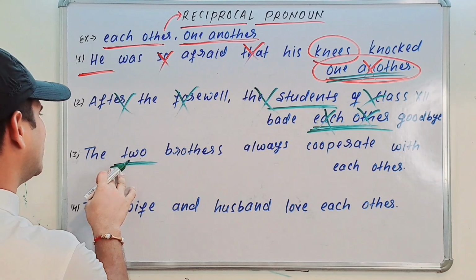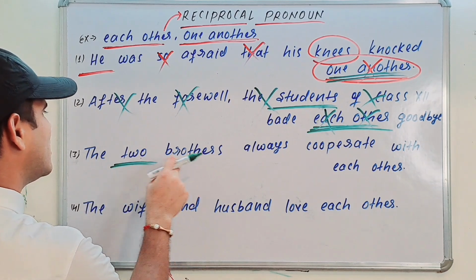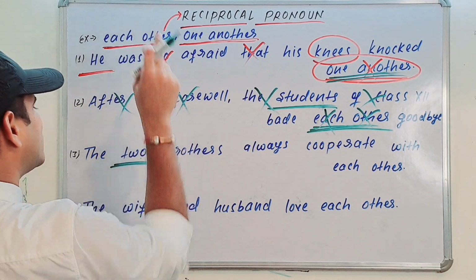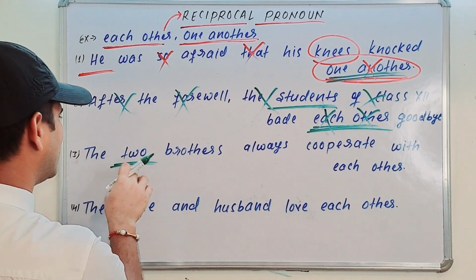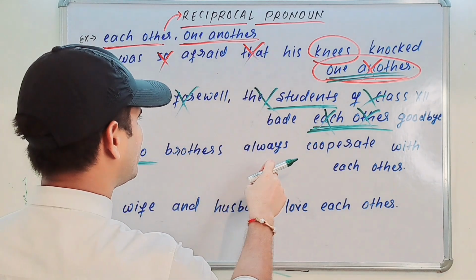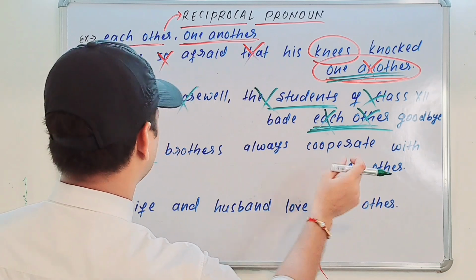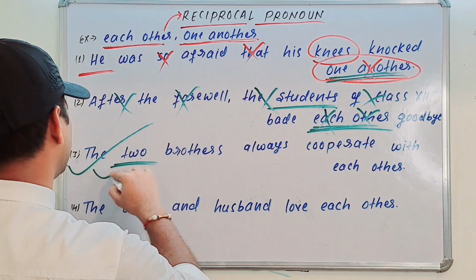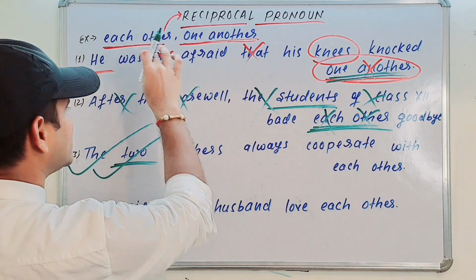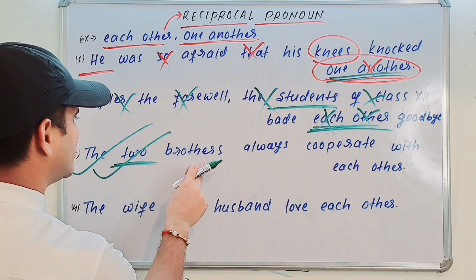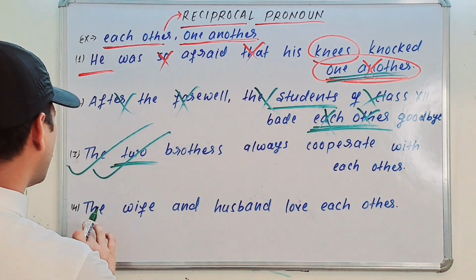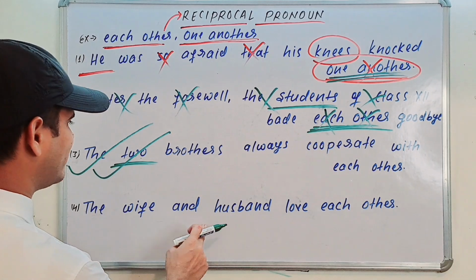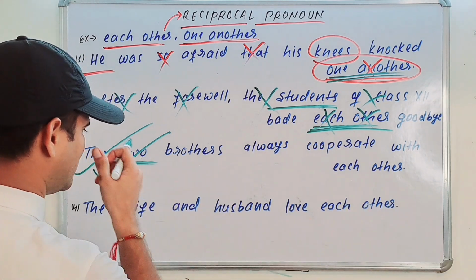But here in this sentence, the two brothers, only two, each other is only used for two in number. So that's why the two brothers always cooperate with each other. Right sentence, because each other is used only for two brothers, not more than two brothers. Clear? Last one here, see, the wife and husband love each other.